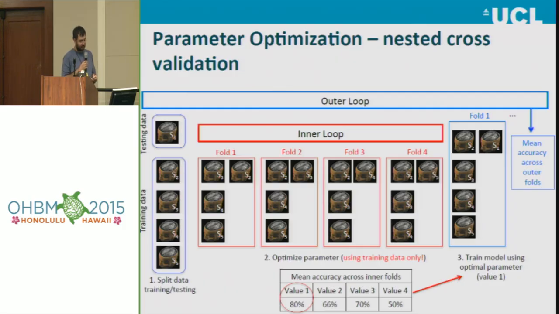Once we have that, we can then use it to train the model in the outer loop. So the inner loop was just to work out what the best hyperparameters were, and then we can move on to the outer loop of cross-validation, which is what we're using to assess the model accuracy. This gives us a prediction for that test subject. Of course, we then have to repeat this for all of our outer loops to give our cross-validation accuracy.